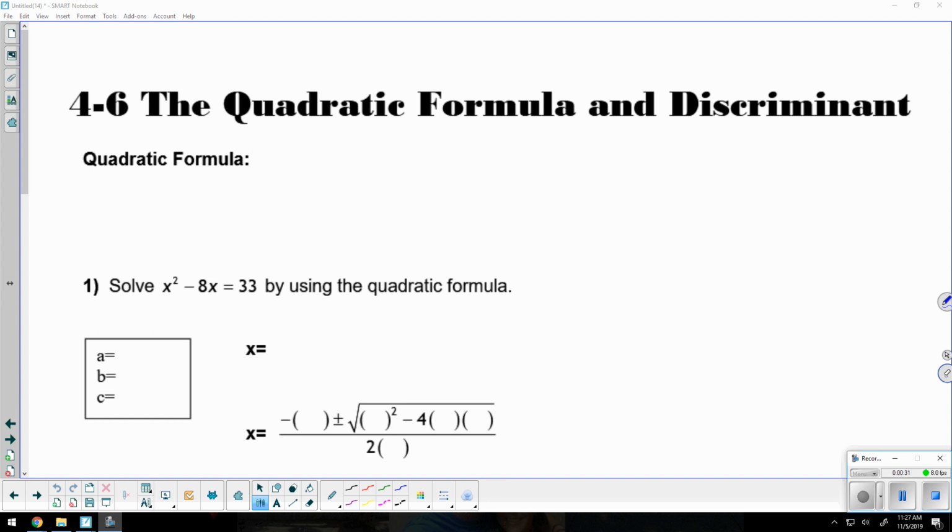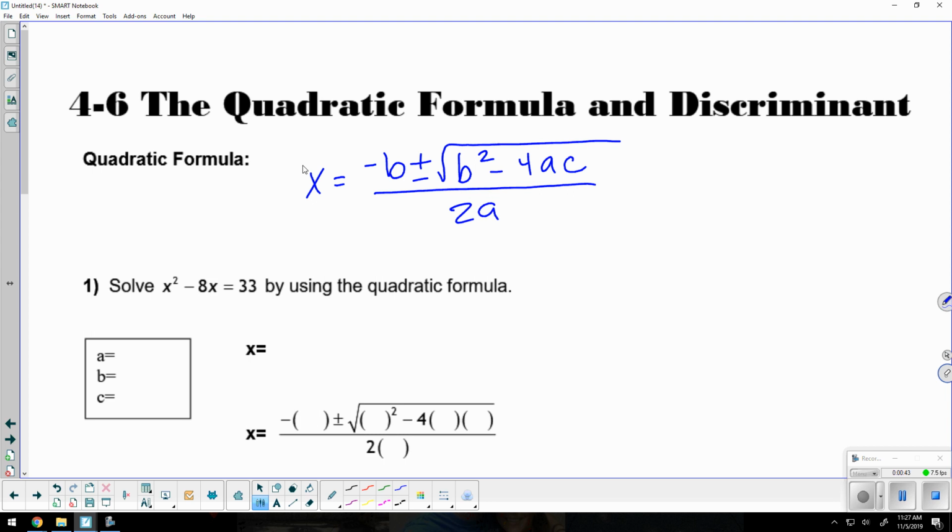So what is the quadratic formula, you ask? It is x equals negative b plus and minus the square root of b squared minus 4ac, all over 2 times a. Formulas are pretty simple to use as long as you know what to plug in and where it goes. So as long as you can identify what a, b, and c are and then just plug them in, it's all pretty simple from there.